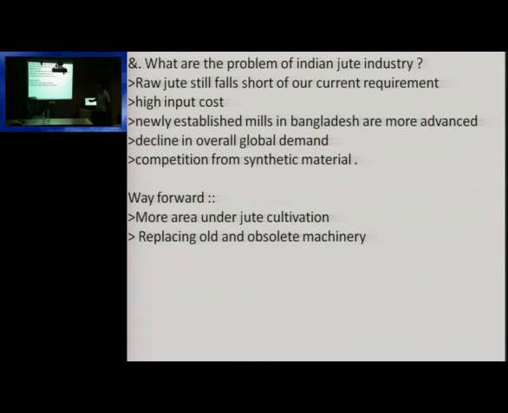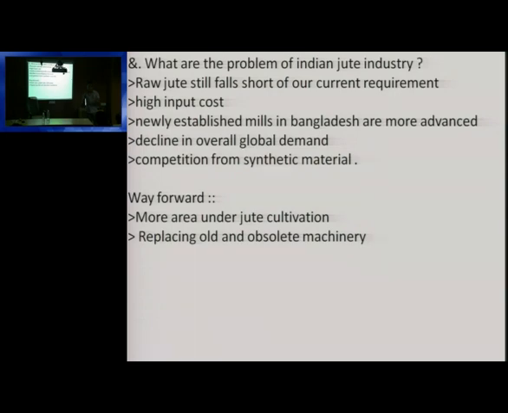Raw jute still falls short of our current requirement. High input cost. Why? Because we cannot meet our requirement, so we import raw jute, and that increases the input cost of our jute industry. That is why it is not becoming competitive in the international market. That is why it is becoming a sick sector, because even the workers demand more wages, but your input cost is very high. Also, during the partition of India, the best region for growing jute went into Bangladesh, while the machinery stayed in India.